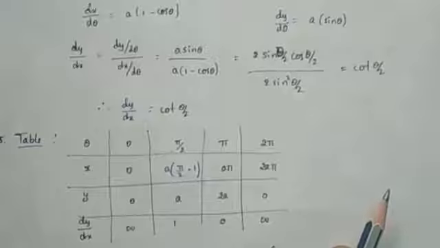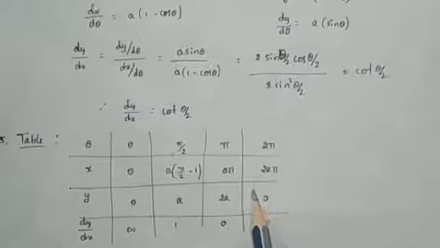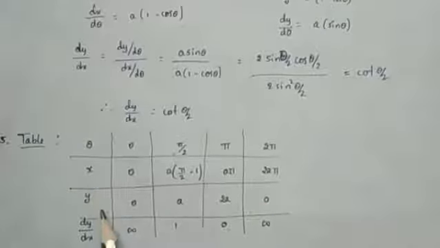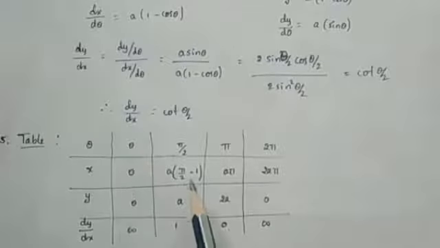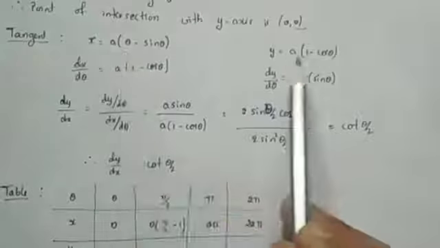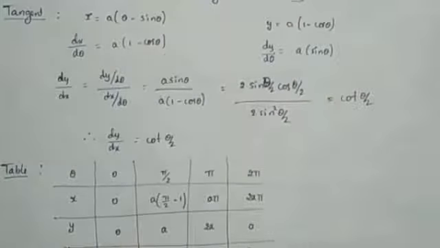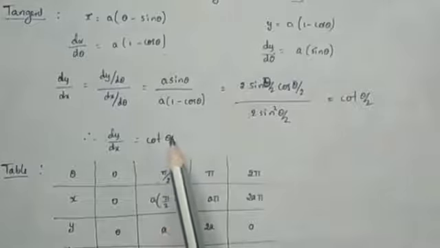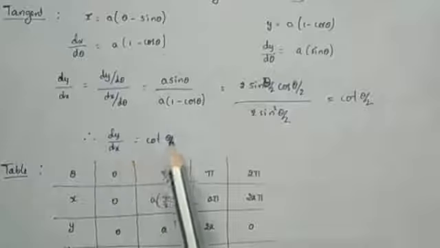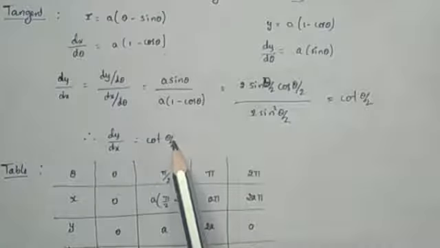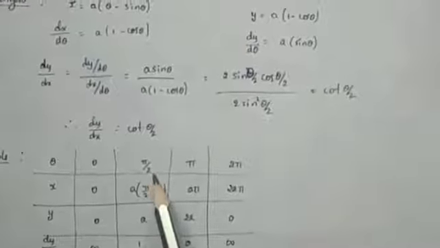Then we construct the table. For different values of theta, we get the values of x, y and dy by dx. Put theta is equal to 0 in the given equation of the curve. We get the x value is 0 and y value is 0. And with theta value 0, we get dy by dx is equal to cot 0. Cot 0 value is infinity.